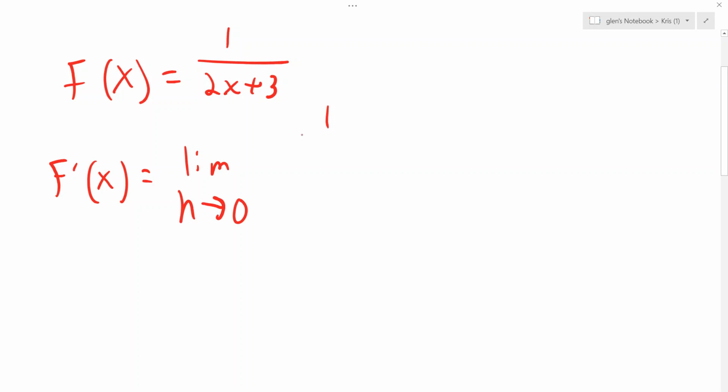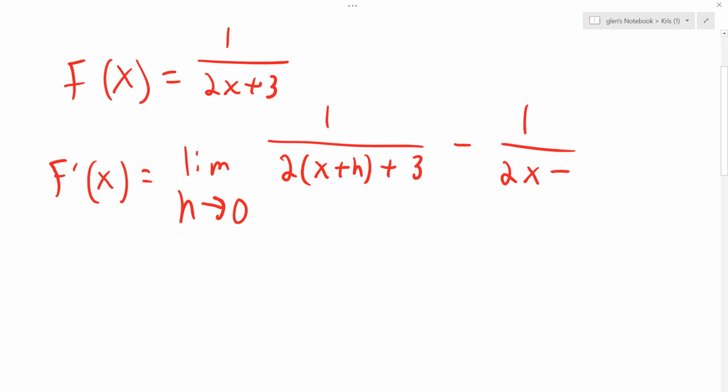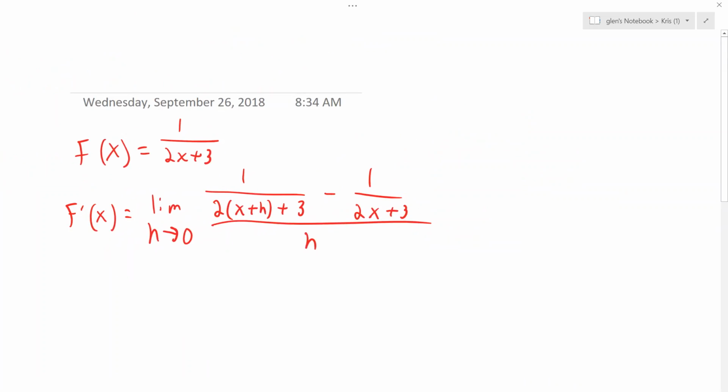The limit as h goes to 0. We're going to put a plus h in there. Here we go. Minus 1 over f of x, all over h. Okay? You've got to be able to get there at least.